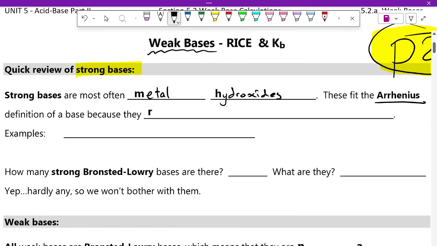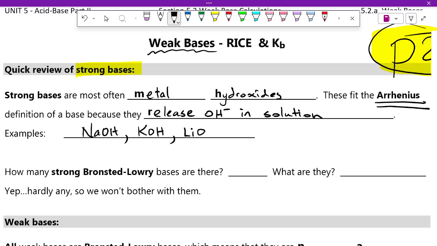These fit the Arrhenius definition of a base because what do they do? They release OH minus in solution. Tell your partner an example of an Arrhenius strong base. I heard NaOH, I heard KOH, I heard LiOH. Okay, those are all really good examples.